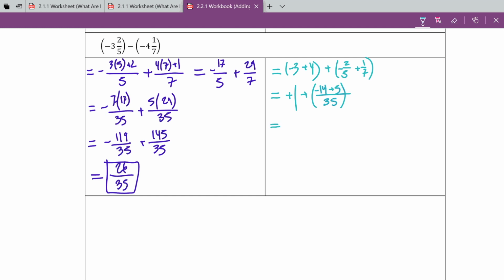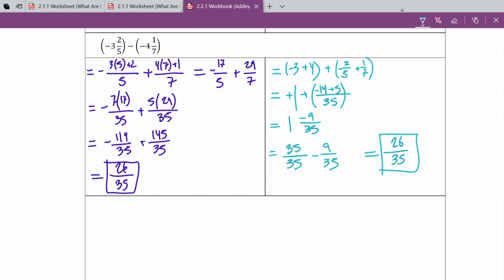All right. So simplifying a bit, we still have the +1. And -14 plus 5 would be -9/35. And now we're stuck again because we don't have a fraction out of 35, but we can convert 1 to a fraction out of 35 by simply going 35 over 35. Any number divided by itself is 1, minus 9/35. Bringing it home now, 35 minus 9 is positive 26 over 35. And look at that, we have the same answer.